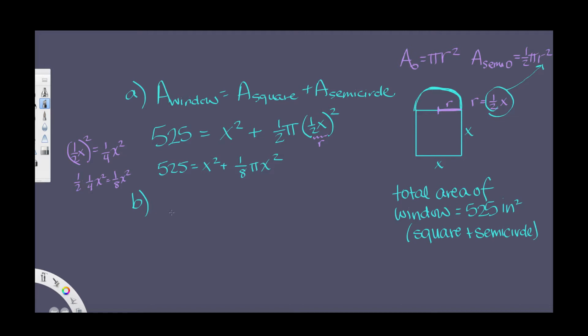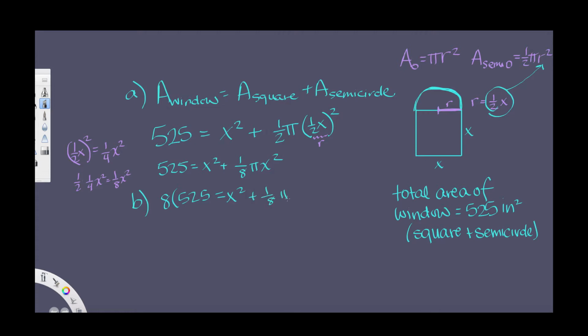Okay, so again, this problem's a little different. We're not maximizing area. We're given area, and we're being asked to find the side length of the square. Okay, so the first thing I'm actually going to do is multiply the entire equation by 8 to get rid of that fraction.